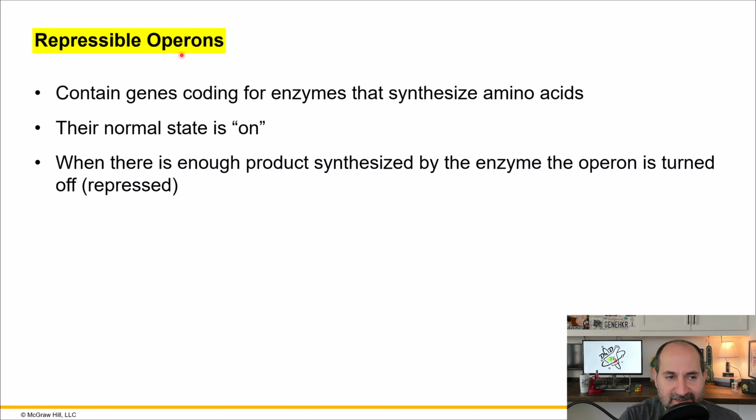Repressible operons, on the other hand, contain genes coding for enzymes that synthesize amino acids and synthesize things in the cell. Usually, these operons are on, these genes are on. However, they can be repressed when there's plenty of that particular amino acid present.